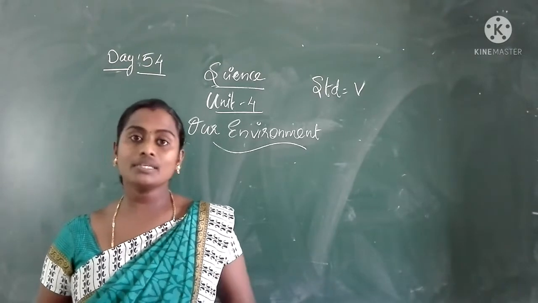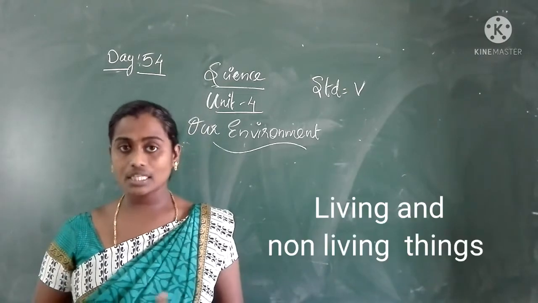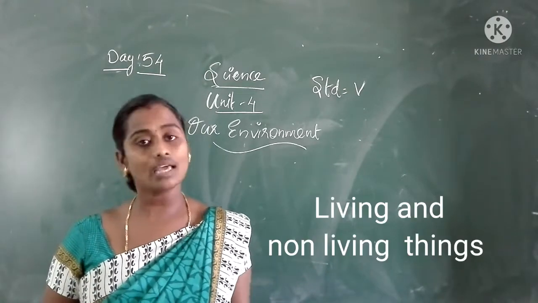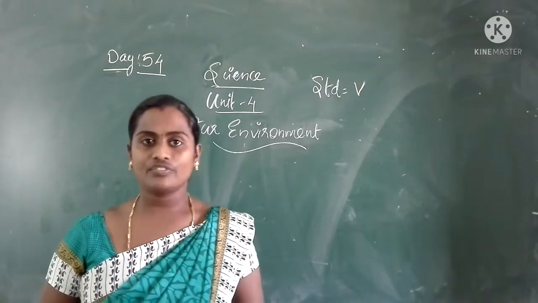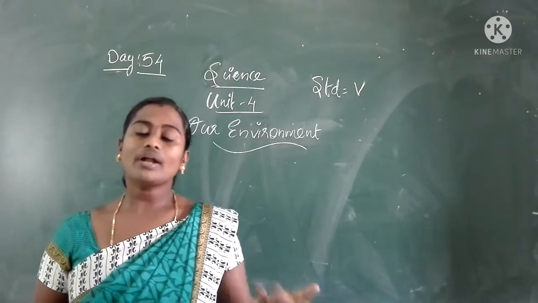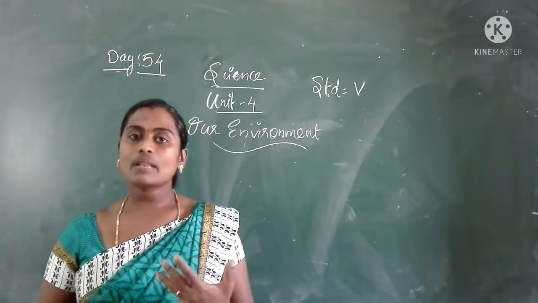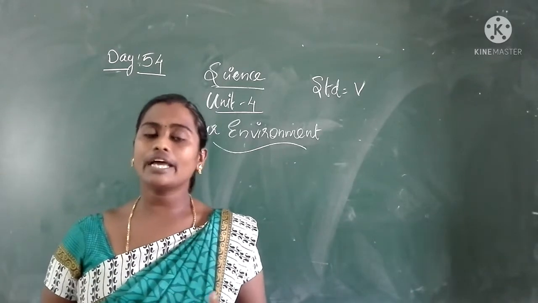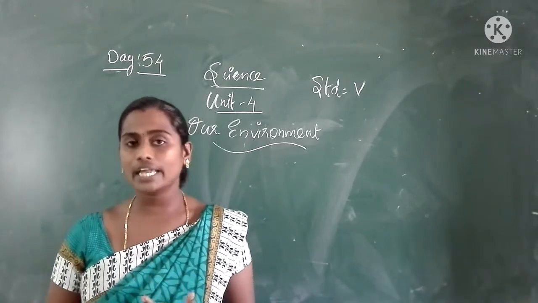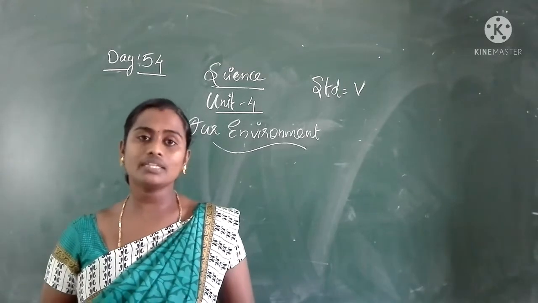So, our environment contains both living and non-living things. Living things means things that have life. Non-living things means things that cannot live. So, what are the living things the environment has? Yes, plants and animals are the living things present in the environment. And what about the non-living things? What are the non-living things?